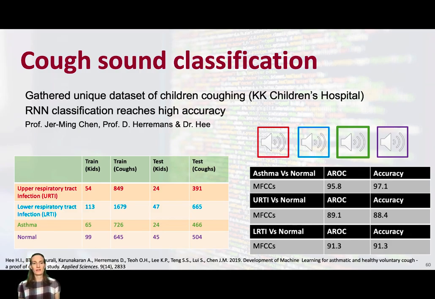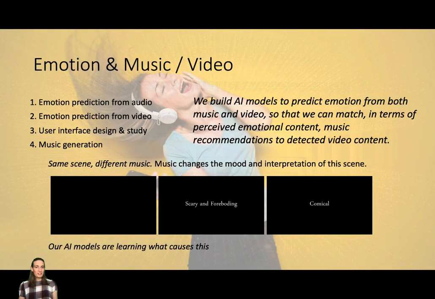The asthmatic coughs are a little bit easier to classify because you hear the wheezing in the background. Similar architecture, we have convolutional neural networks. We combine them with typical MFCCs and we get a pretty high accuracy. Some exciting research that we're working on right now is if we can classify emotion from music and video.